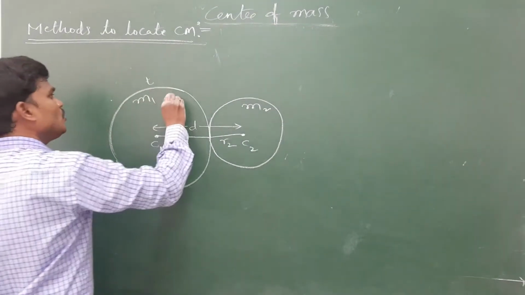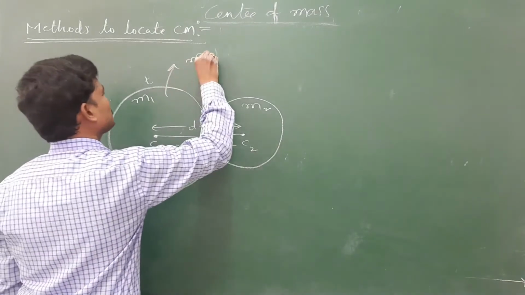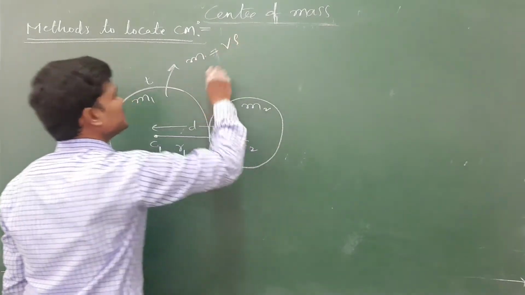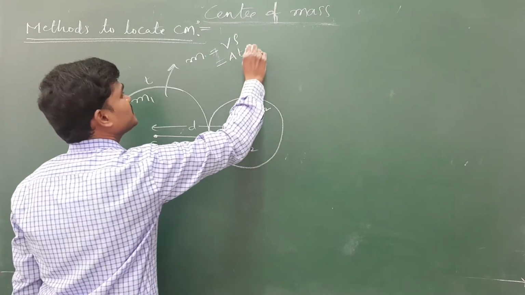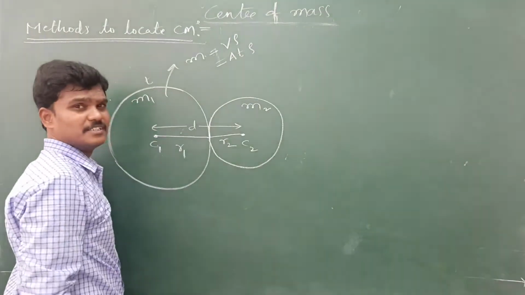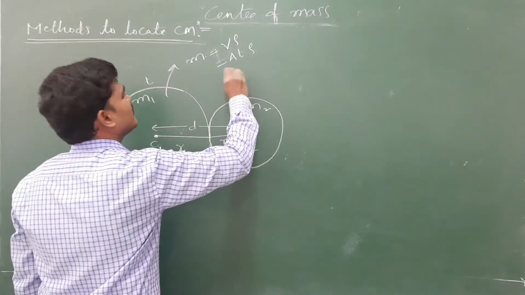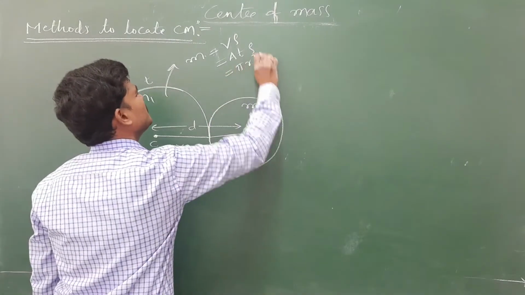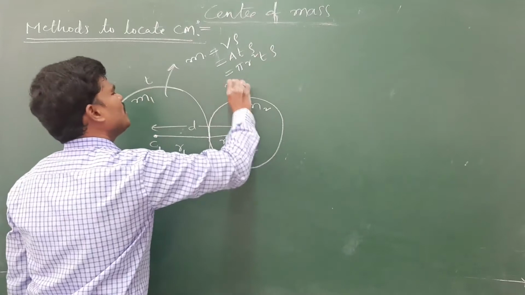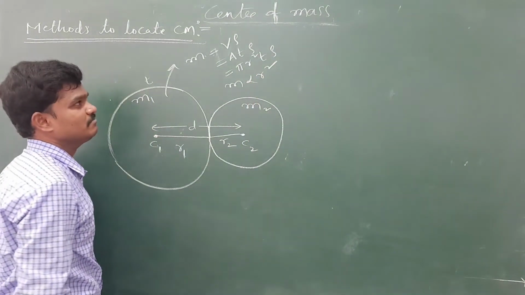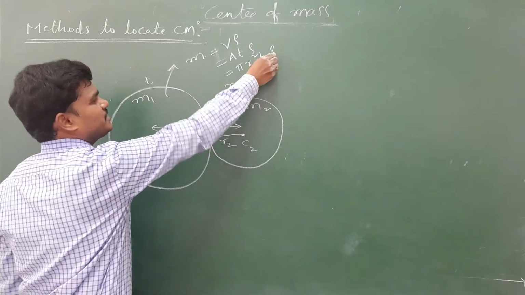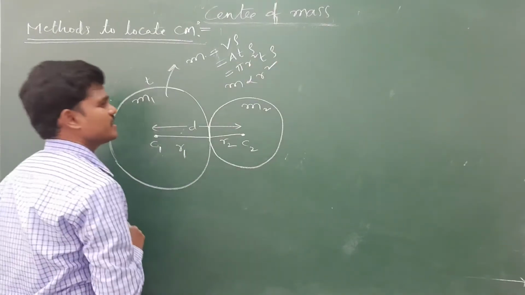You know mass is nothing but volume into density. Volume is nothing but area into length, and length is nothing but thickness. Area is nothing but pi r square, so mass is pi r square into thickness into rho. So the mass of this disc is proportional to the square of the radius. Thickness and density are the same, and pi is anyhow constant.